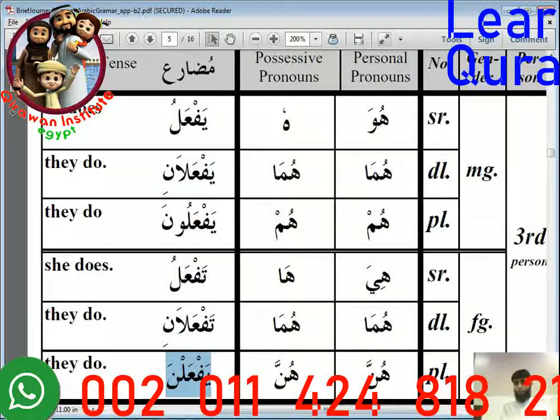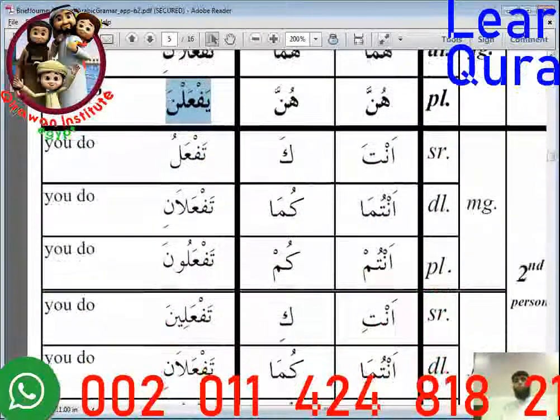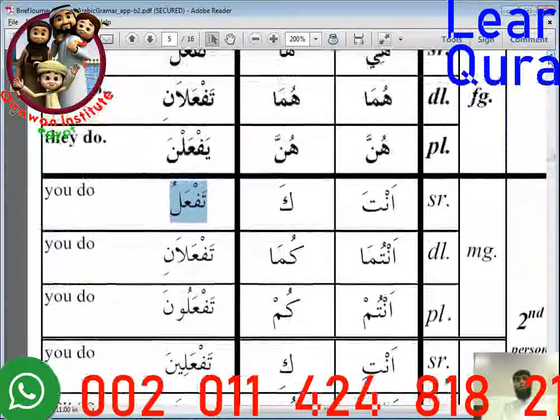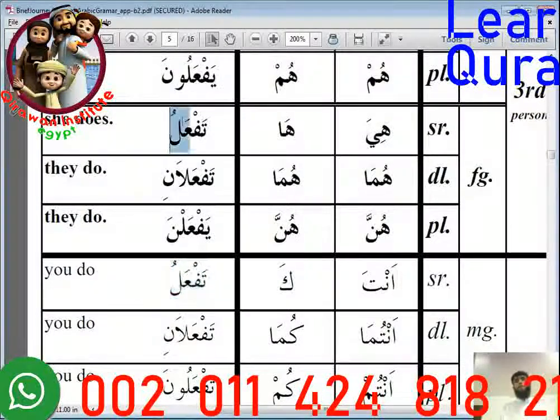Very good. Now the second person. So remember it was yaf'alu before, now it becomes taf'alu. Taf'alu means you do or you will do. Now this is same as this. But usually the context will be very clear whether you are talking about a second person or a third person female. But it would appear the same. Okay, so taf'alu or tadhhabu.